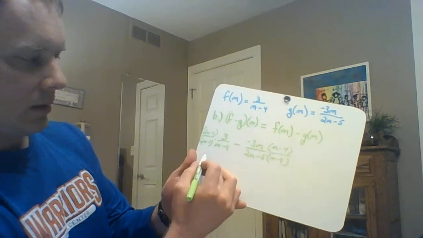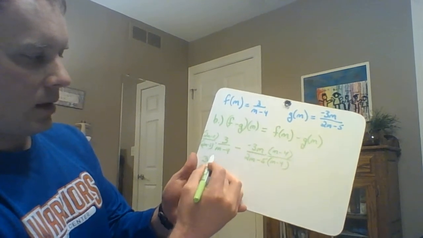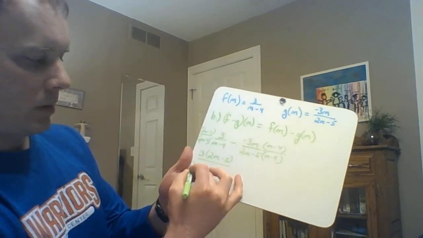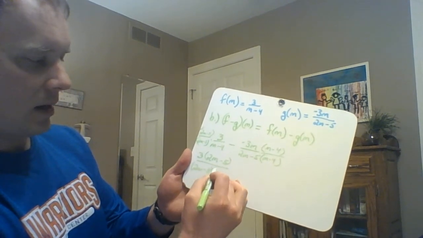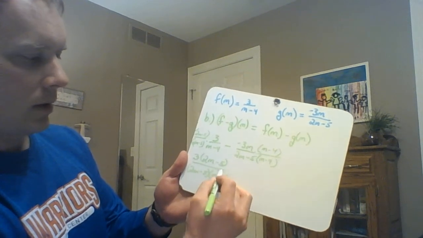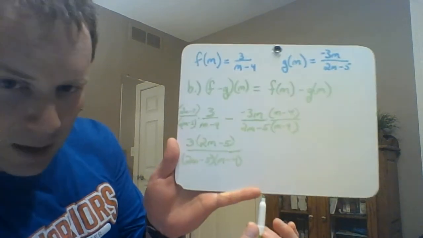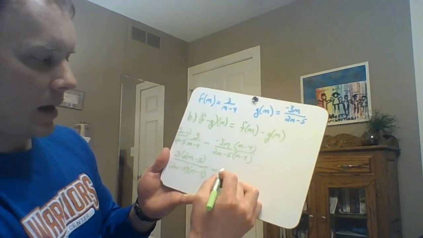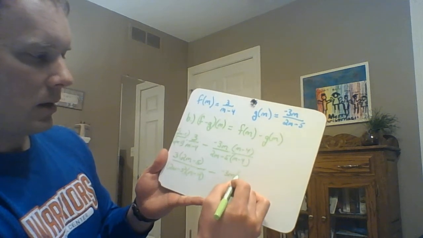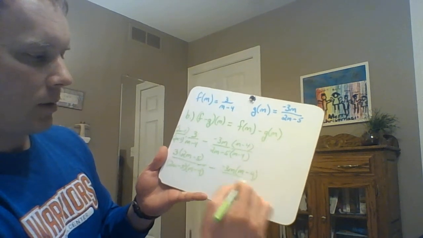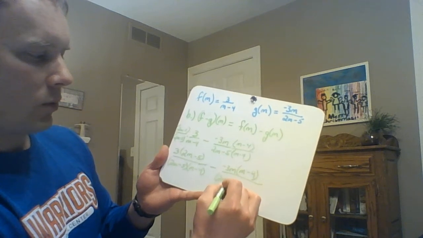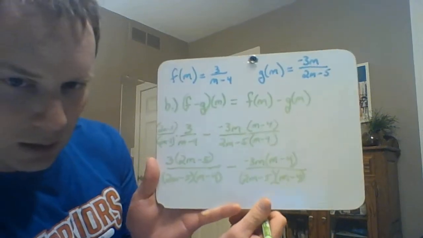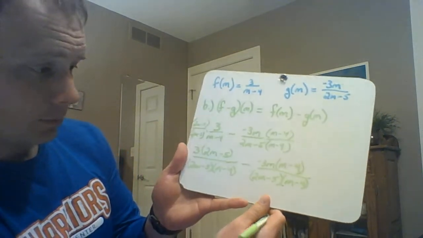So we're going to simplify this. This turns into 3 times 2m minus 5 over 2m minus 5 times m minus 4. You don't need to actually multiply those out. You can leave that in factored form. Over here, I have my minus, and then I have my minus 3m times m minus 4 over 2m minus 5 times m minus 4. Okay, so it's getting a little longer now, but we're still okay.